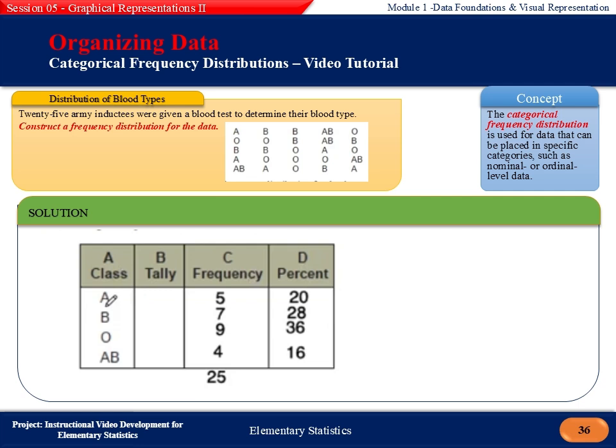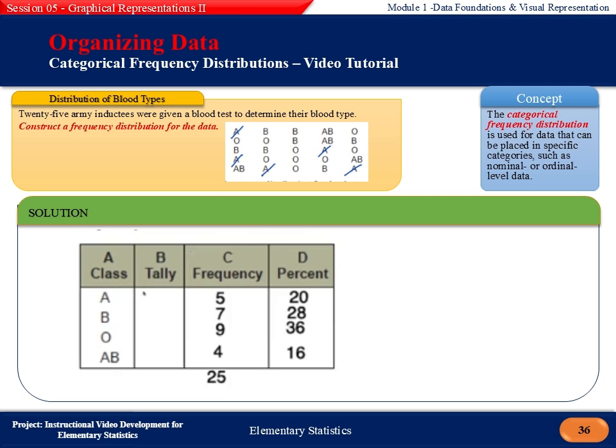On the first column, you write the different categories. What are the different types of letters used here? A, B, AB, and O, right? These are the classes, class A or category A, category B. You list all the different categories in the first column. On the tally, you count how many. For example, how many A are here? 1, 2, 3, 4, and then 5. There are 5 A's. If you cross each data, you will not miss any.